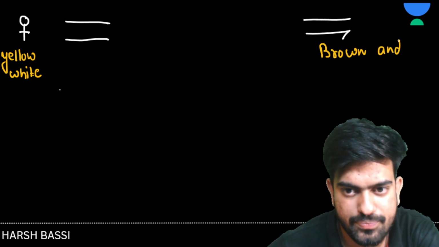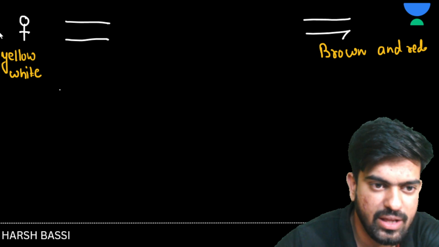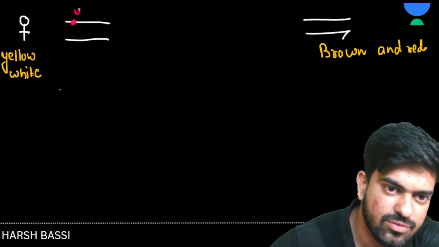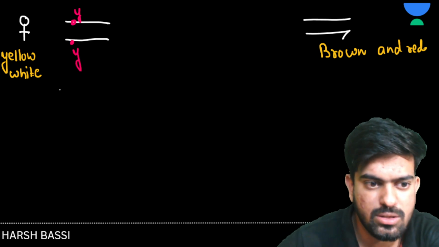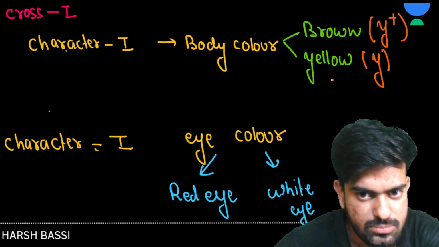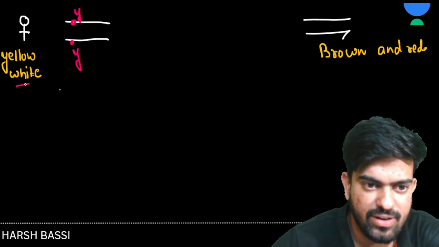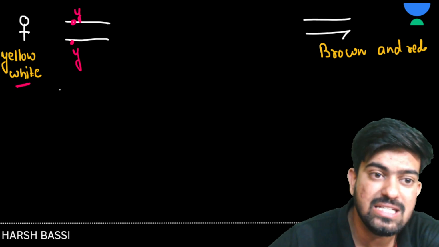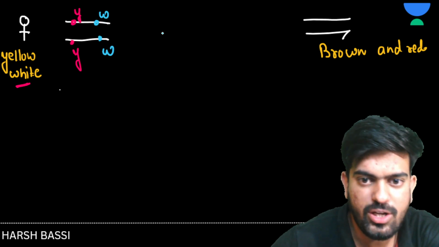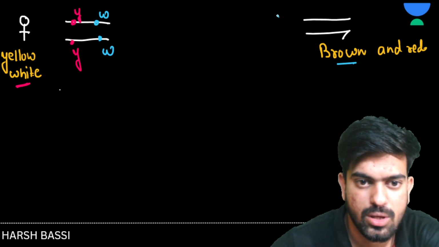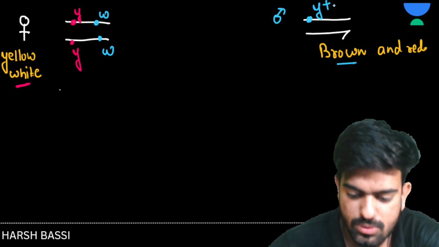Brown and red. Clear? So if I'm taking the female as yellow and white, what kind of genotypes can they have? For yellow, they can have small y, because yellow was recessive. Now, what about the color white? The white is the color of the eye, so the eye color here is also recessive. But in the case of the male, we have brown color, so I can write Y plus, yes or no?